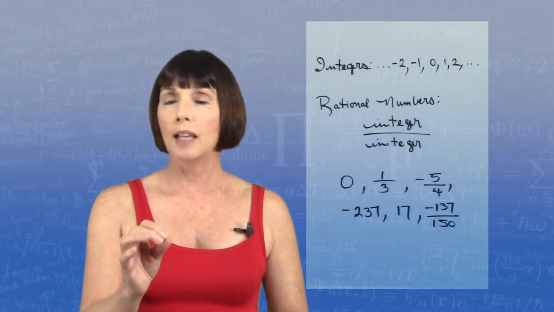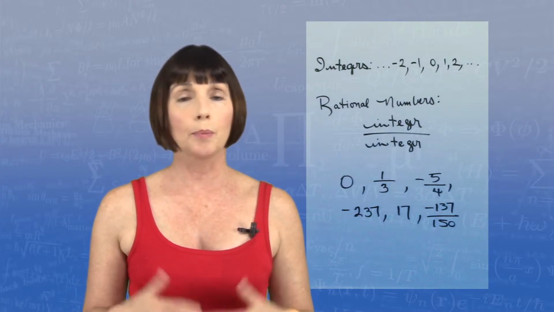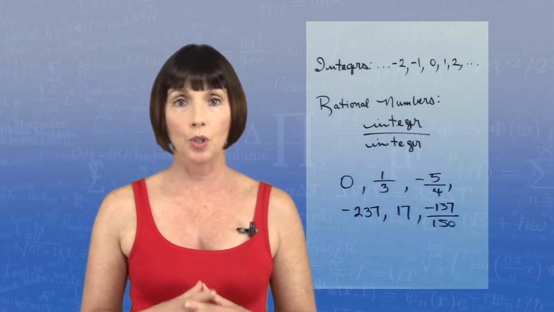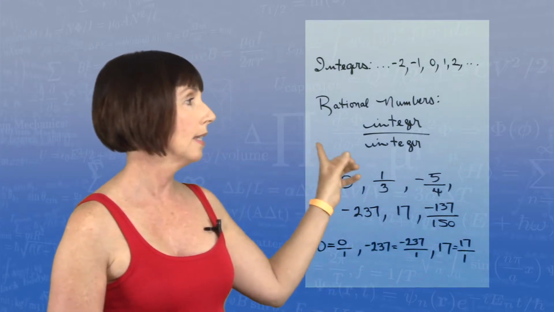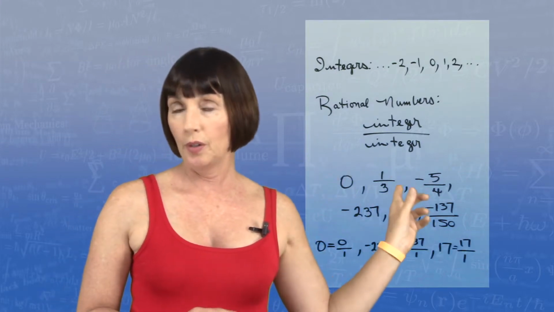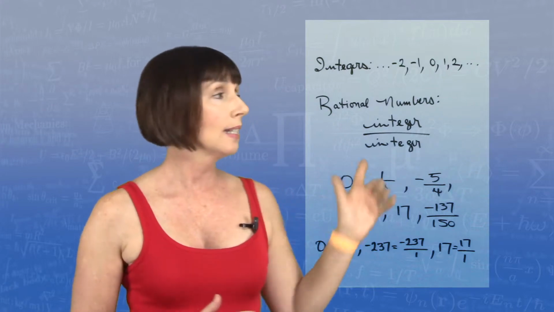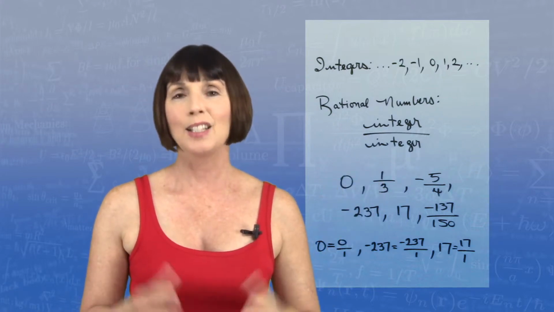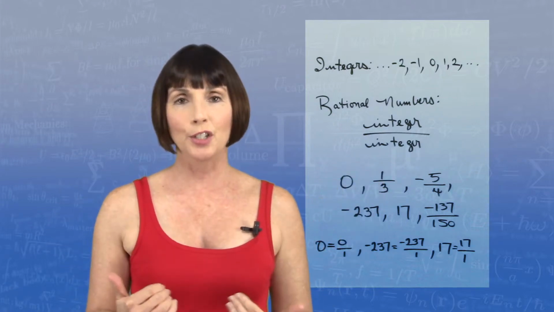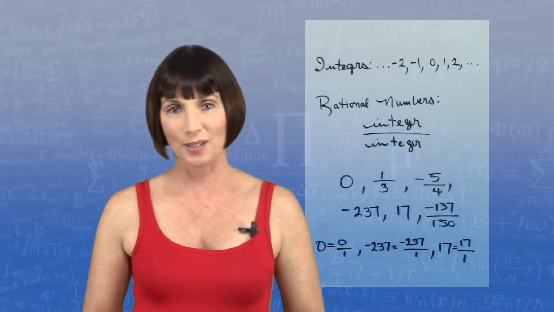Now, don't forget, I can put any integer over the number 1 and not change its value. So I can write 0 as 0 over 1, -237 over 1, 17 over 1. These are all integers over integers and therefore rational numbers.